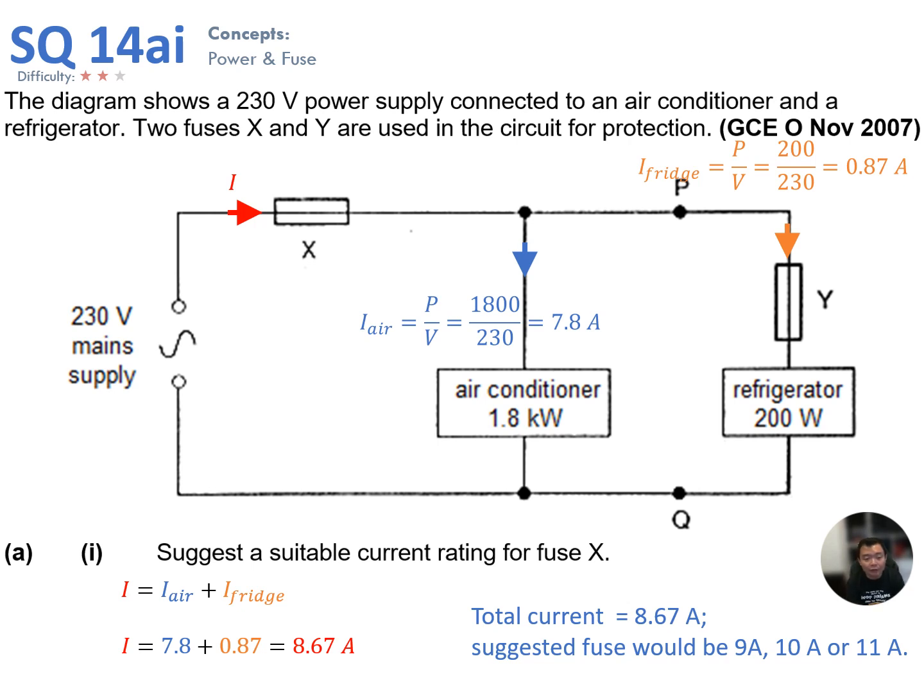We would have to choose a fuse current rating that is slightly higher than that. So 9 amperes or 10 amperes or 11 amperes, these are suitable answers for your fuse current rating.